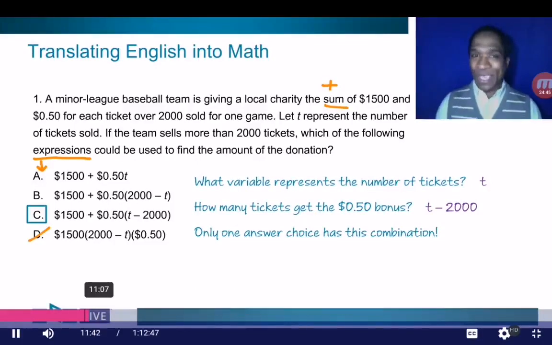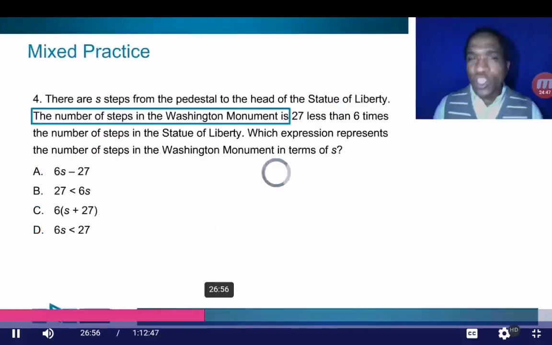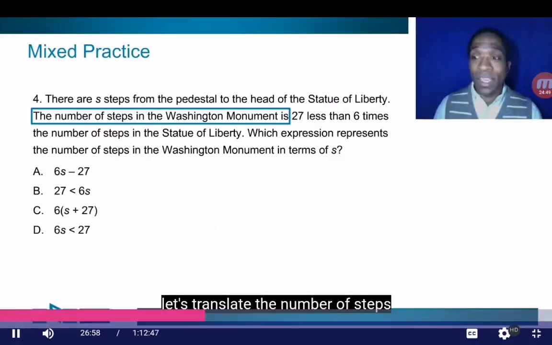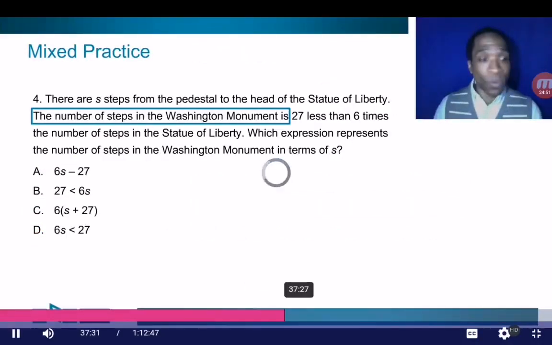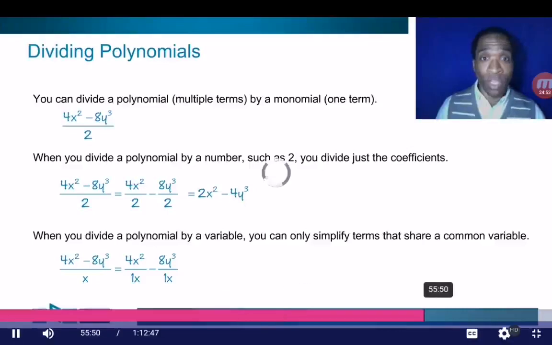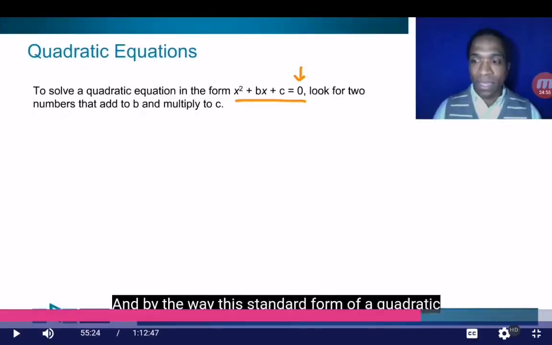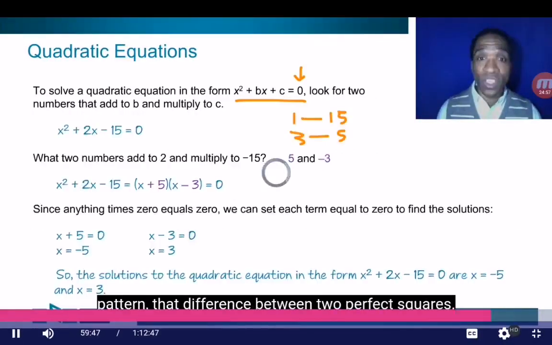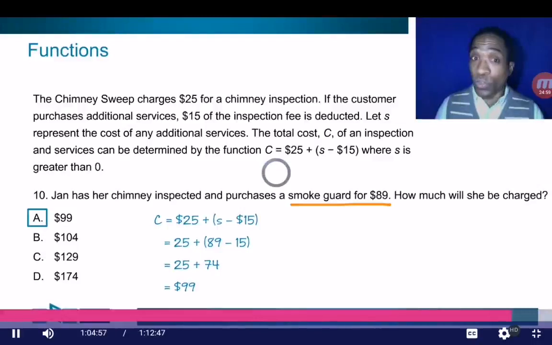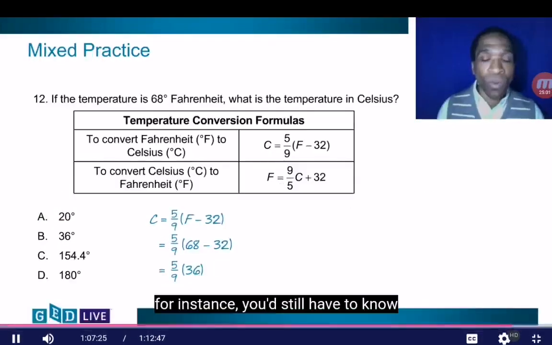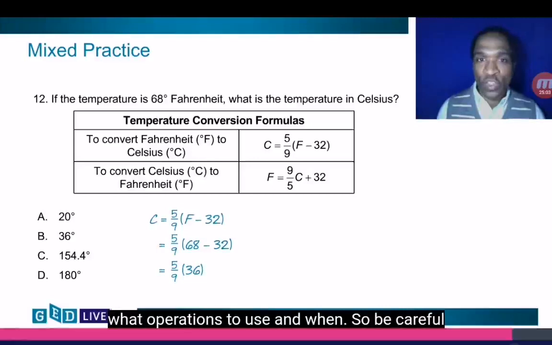Oh yeah. So now let's translate the number of steps in the numerator at the top of the slide. You'll have to know what operations to use and when.